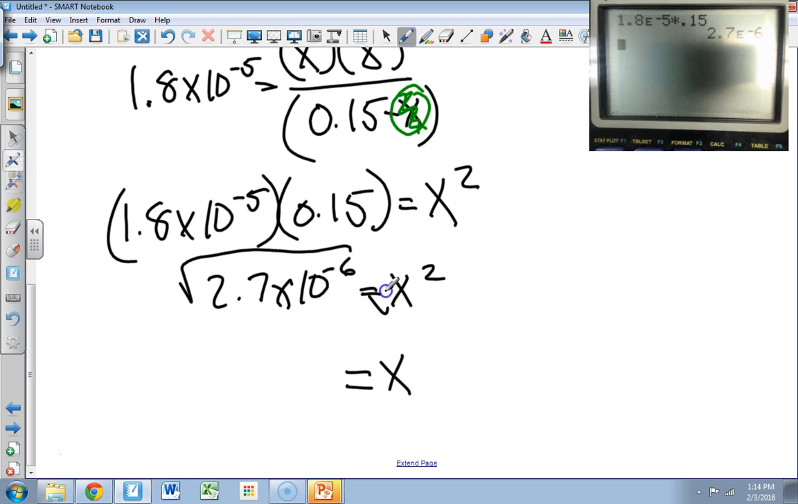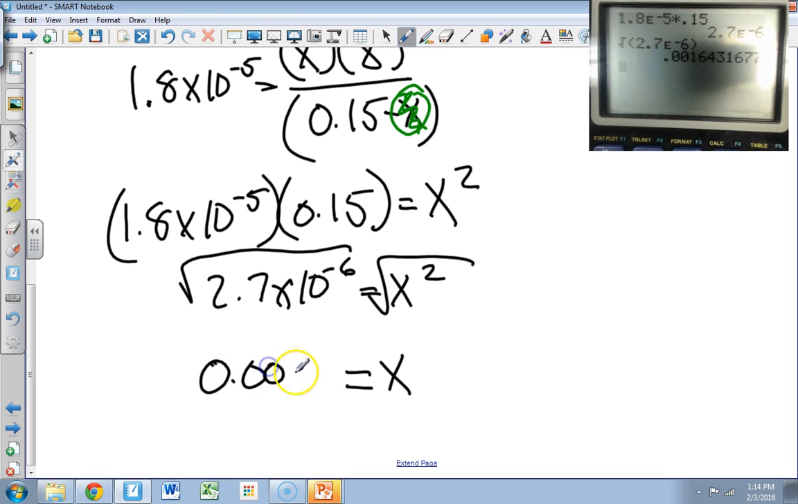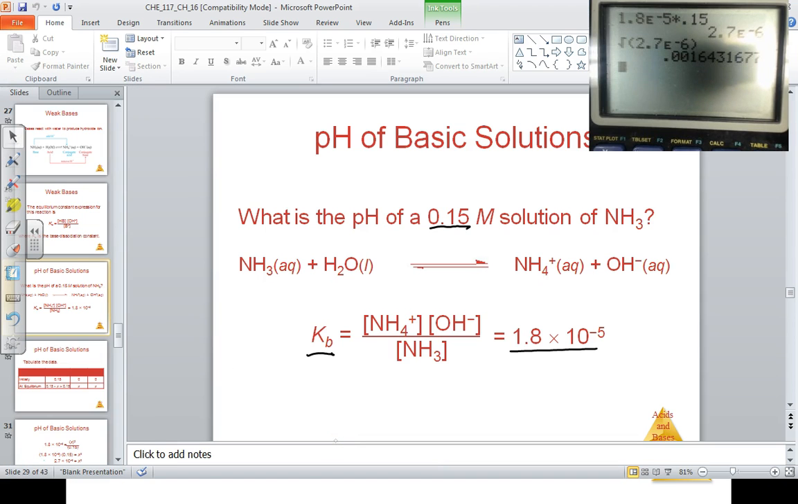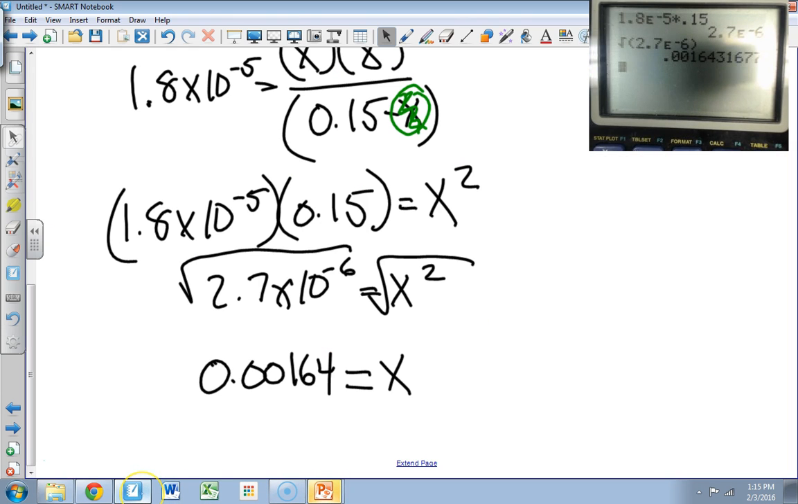The square root of this and the square root of that. So we do the square root of 2.7 times 10 to the negative 6, and that's going to equal 0.00164. Now that equals x. A lot of times students will stop there but not answer the question. The question asks, what is the pH of the solution? Let me just double check that that's what it says. Yep, what is the pH of the solution? Okay, so we're not quite done.